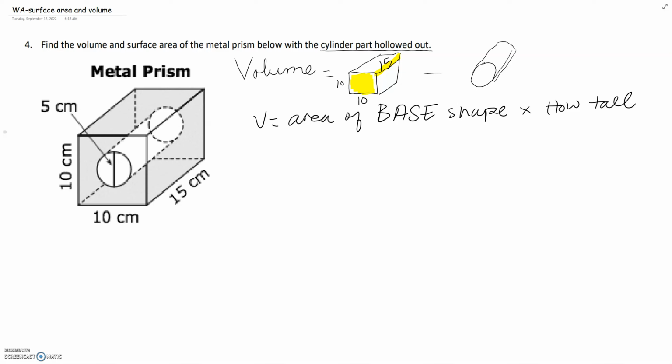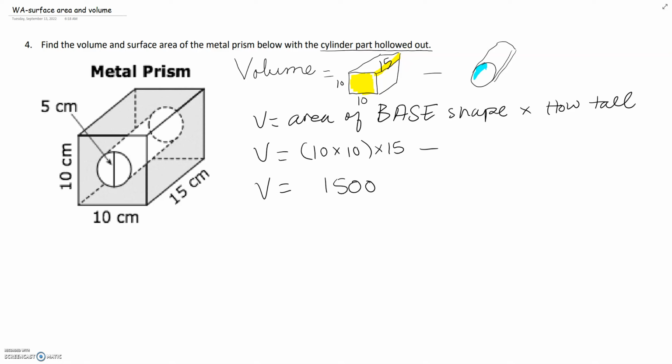So as far as the rectangular prism goes, the volume of that would be 10 times 10 multiplied by how tall, which is 15. 10 times 10 is 100, so that would be 1500, minus the volume of the cylinder.